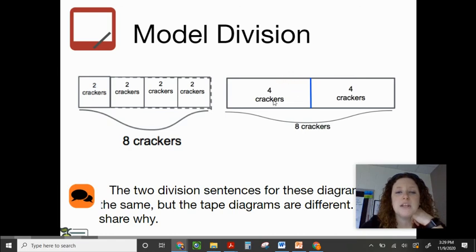The 4 represented how many were in each group, how many crackers each kid got, because we knew the number of groups was 2. We knew there were 2 kids, Billy and Bobby, getting crackers. But in this tape diagram that I'm circling with my arrow, the 4 represented the number of groups because our problem told us that with a total of 8 crackers, every kid got 2. 2, 4, 6, 8. That's 4 groups of 2.